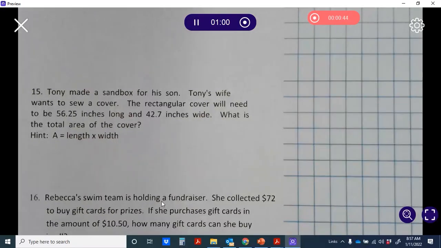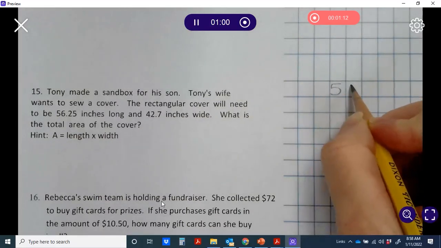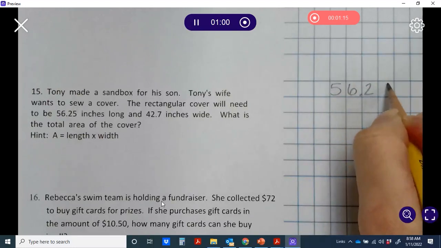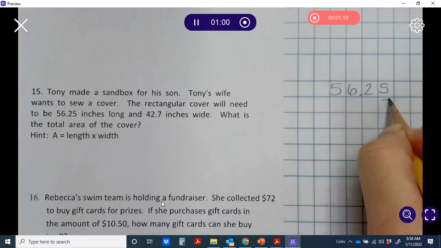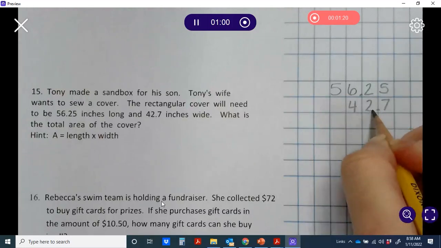Question number 15. Tony made a sandbox for his son. Tony's wife wants to sew a cover. The rectangular cover will need to be 56 1/4 inches long and 42 7/10 inches wide. What is the total area of the cover? So to find the area, we're going to multiply the length times the width. So we're going to multiply 56 25/100 times 42 7/10.